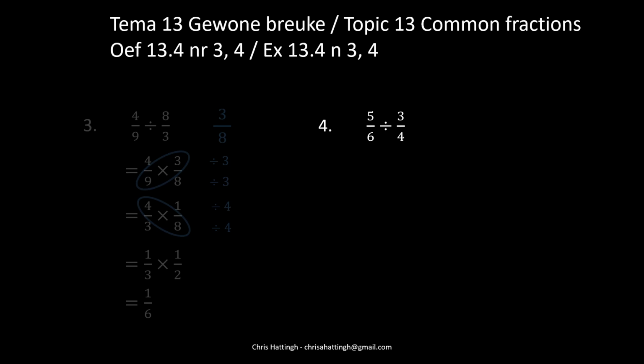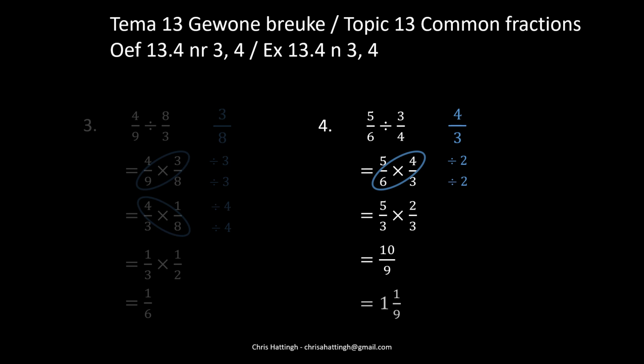Number 4, we're dividing by 3 over 4. The inverse is 4 over 3. So we're going to multiply by 4 over 3. You see if there's any simplification that you can do. You can divide the 4 and the 6 by 2. So then you'll sit with 5 over 3 times 2 over 3. You cannot simplify it any further. So you're going to multiply the 5 by 2, which gives you 10. And then multiply the 3 by 3, gives you 9. And then you just need to take it back to a mixed number, which is 1 and 1 over 9.